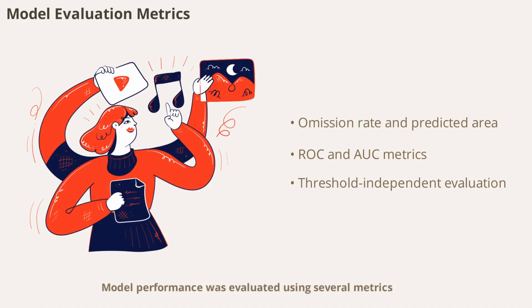Model performance was evaluated using several metrics. The omission rate measures the fraction of test localities not predicted as suitable, while the proportional predicted area indicates how much of the landscape is predicted as suitable.